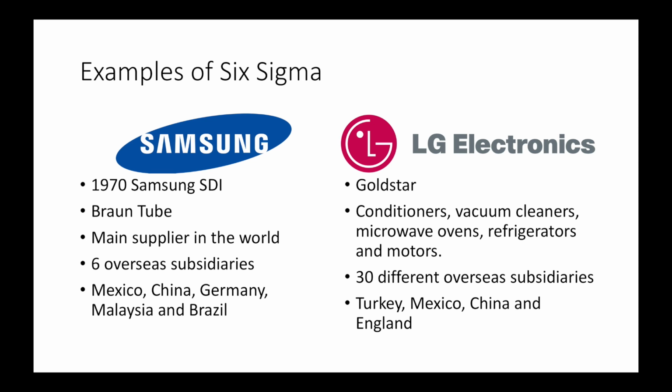And for Gold Star, that was founded in 1965, that later became LG Electronics in 1995, received the prize for the year 2000. It was the digital appliance that got the prize first, and they manufacture washing machines, air conditioners, microwave ovens, vacuum cleaners, refrigerators, air compressors, and motors. Turkey, Mexico, China, and England are just a few of the 30 different subsidiaries that LG Electronics have.